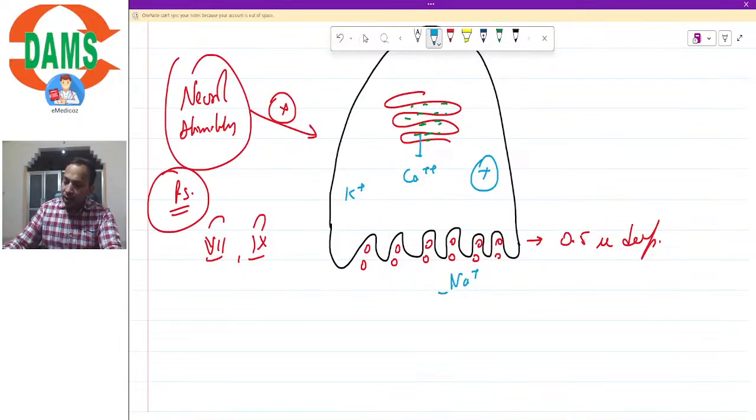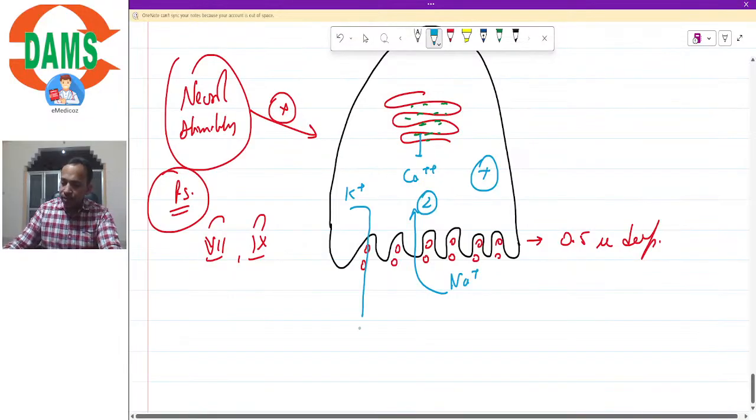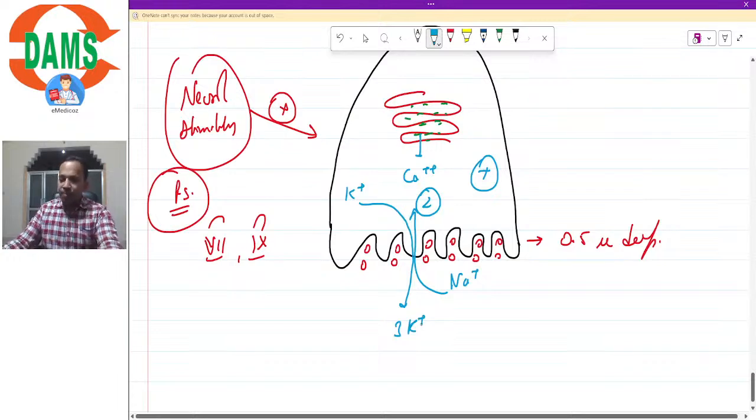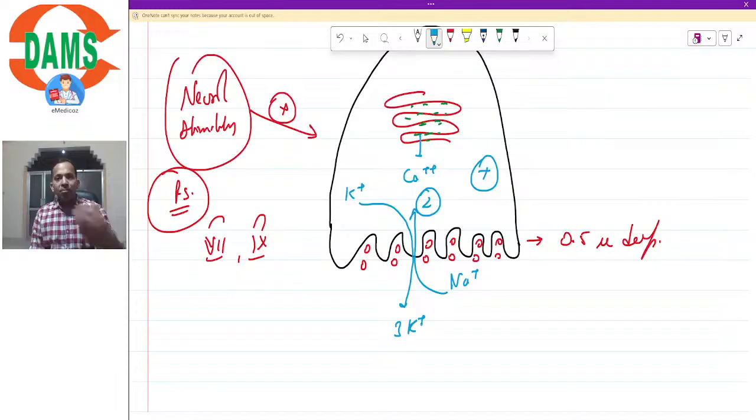So two sodiums are pumped in exchange of 3 potassium. So there is a total loss of positive charge from the cell, isn't it? 3 potassium बाहर दे दिए, 2 sodium अंदर ले लिए, तो सोडियम तो 2 ही अंदर आए, पोटेशियम हमने 3 बाहर भेज दिए, तो टोटल पॉजिटिव चार्ज सेल का कम होने लग गया, isn't it? So this is the sodium potassium exchanger.